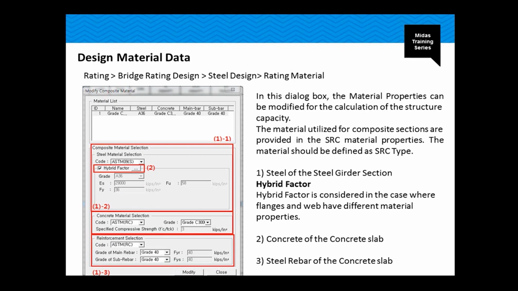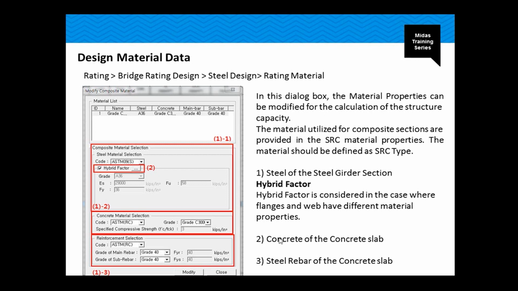We have something called the rating materials. Here is where you can modify the materials for the calculation of the structure capacity. The materials used for the composite sections are provided in this case in the SRC material properties, and the material should be defined as an SRC for the steel composite. Here you have the option of defining the steel girder section material. Here you can define it as per the code. We have the standards such as ASTM in the program, and you also have an option for defining the hybrid factor, which we're going to see in the next slide.